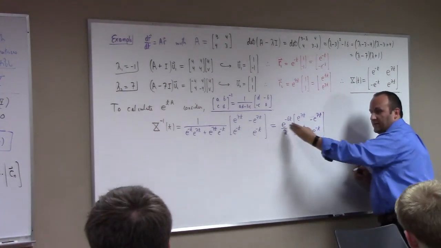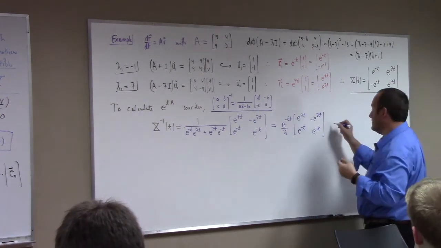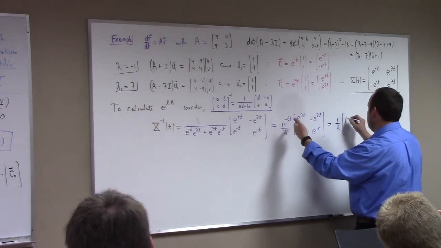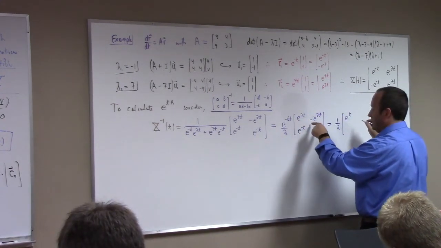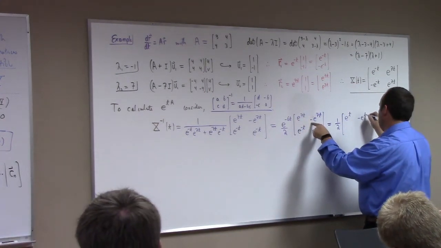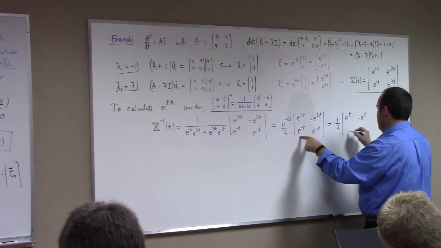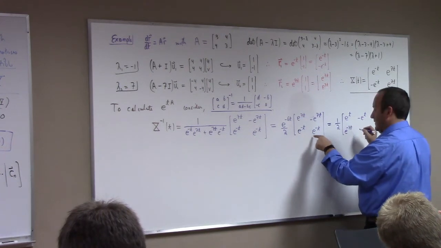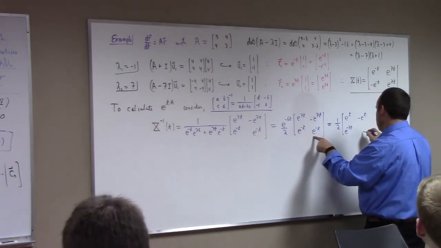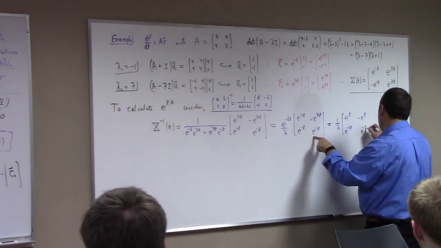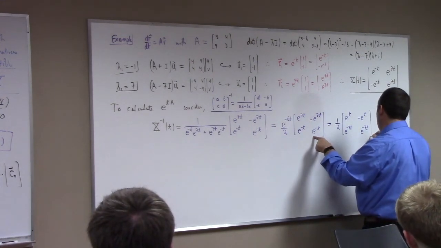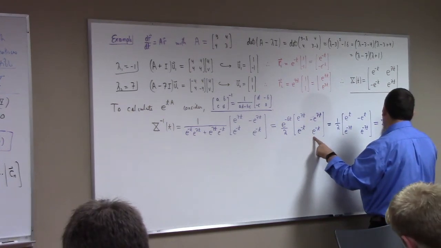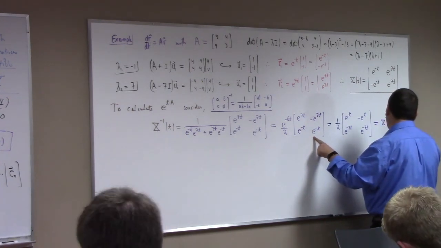Now, we can multiply this through. I'm going to leave the half out front, but what we've got is 1/2 times e to the t, minus e to the t, e to the minus 7t, and finally e to the minus 7t. So there you go. That is the inverse of the fundamental solution matrix as a function of time t.